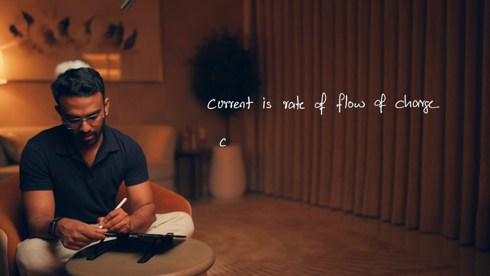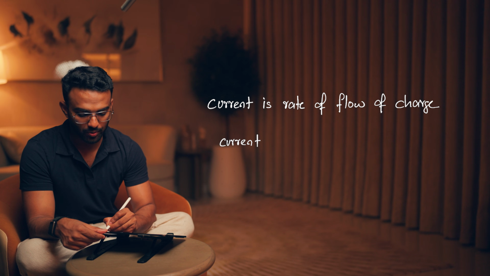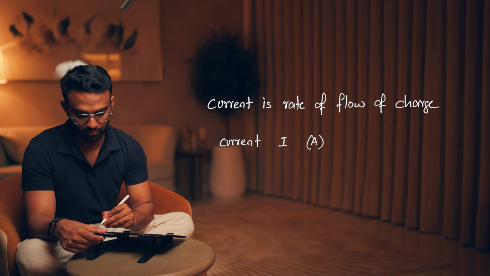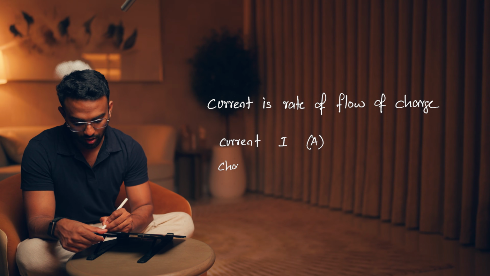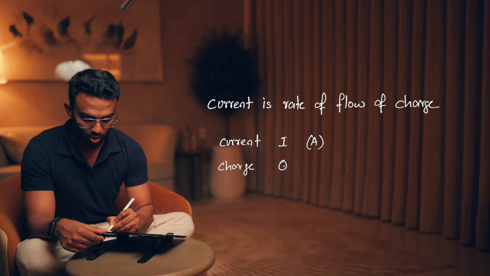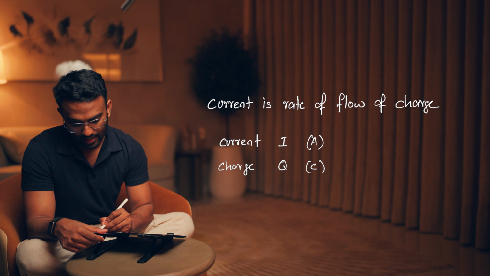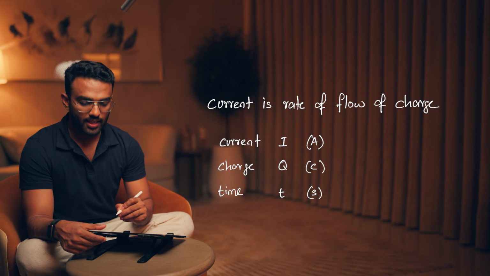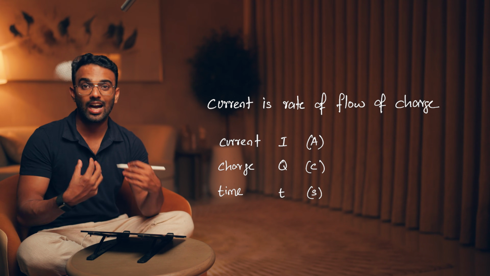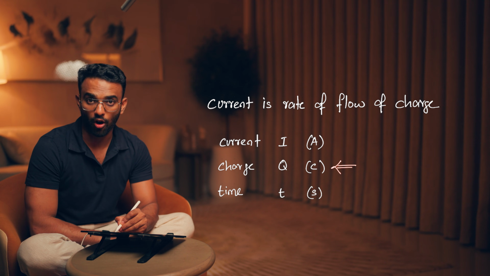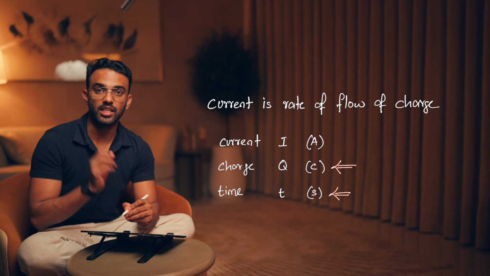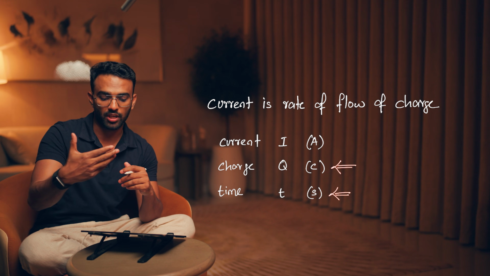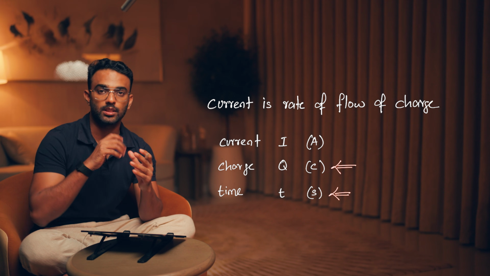Firstly, the current is shown by the symbol I, and it's measured in amps, right? A is the unit of current. We also have charge. Charge is Q measured in coulombs. And we also have time, which is T measured in seconds. So we're looking at electric current as how many charges per second are flowing through a conductor, right? So how many individual charges are flowing through a conductor at a checkpoint within a specific period of time.